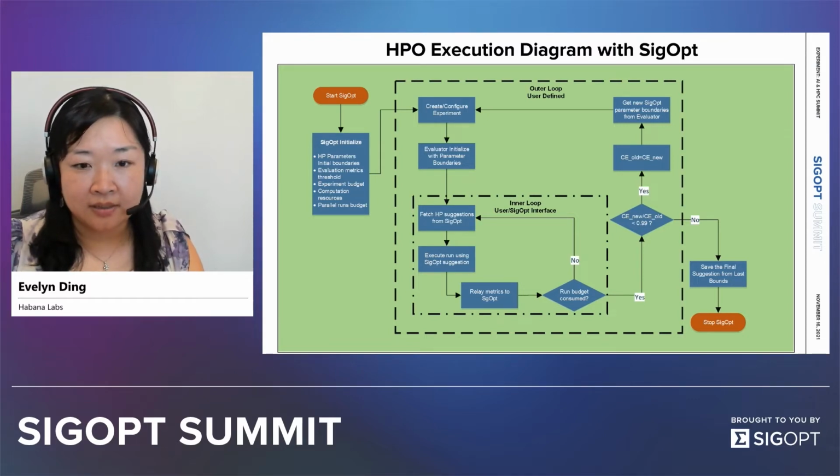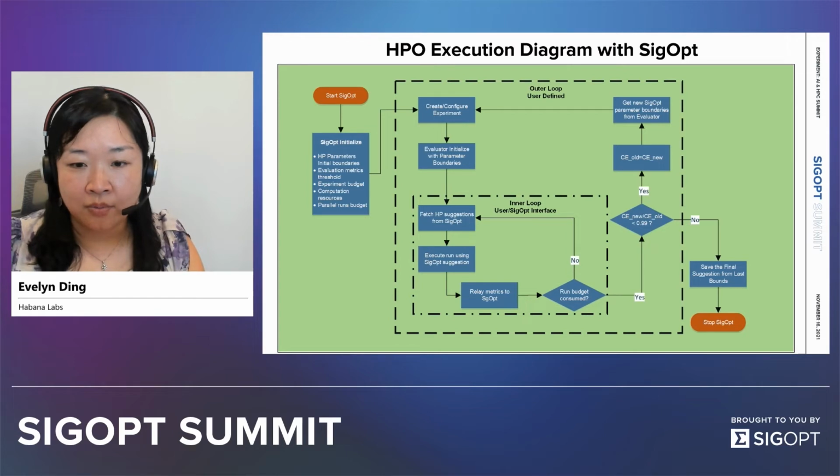Then we start to create and configure the experiment. From this point, this is our main execution plan. Our main execution plan has been divided into 2 major loops. The one in the center, the dash-dot line, is our inner loop. And the bigger one, the dash line, is our outer loop.